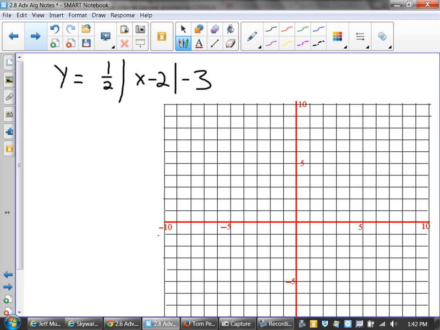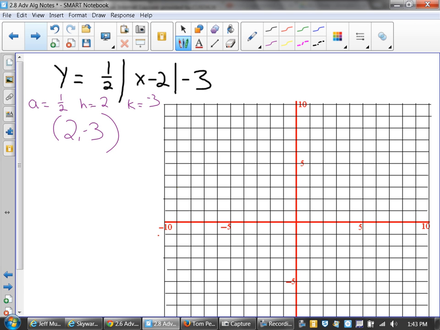Same idea. Y equals 1/2 absolute value x minus 2 minus 3. First few things I'm going to do here again: A, H, K. What's A? 1/2. H, K. Is it 3 or -3? -3. Very good. So that puts your center at 2, -3.